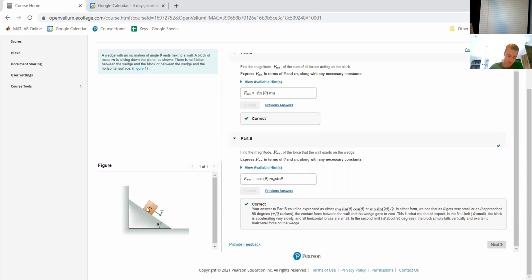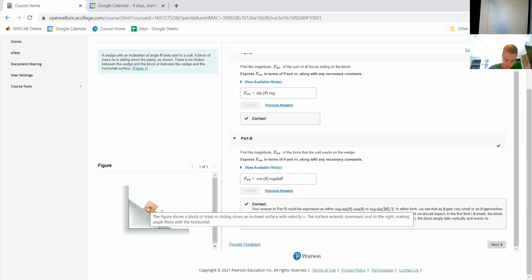So if you construct a triangle, and you have angle theta in the bottom right, on the y-axis you'd have sine theta mg, and then on the x-axis would be, not sine, cosine theta mg.